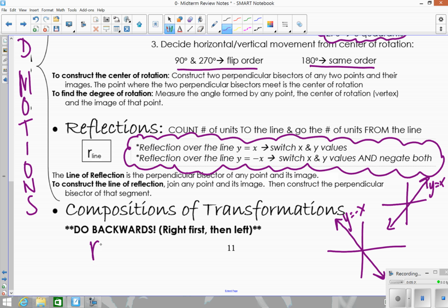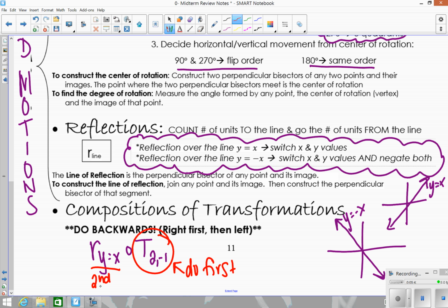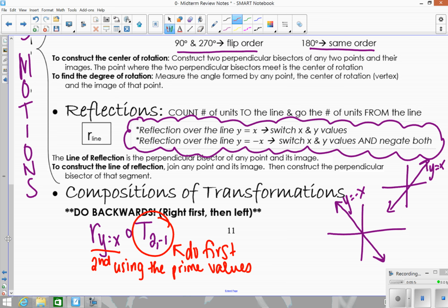So if you see something like this, a reflection over the line y equals x of a translation of 2, -1, you always work backwards. So you start with this one, and then you do this second. So this would come second, and you always use the results from the first one. So second using the prime values, meaning using what you get out from the translation. So let's try some examples with these.